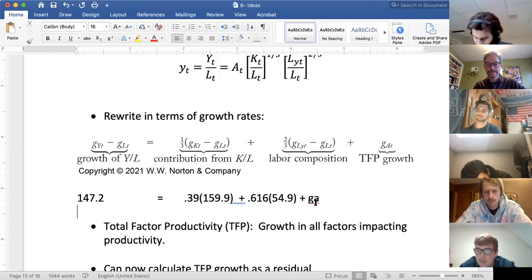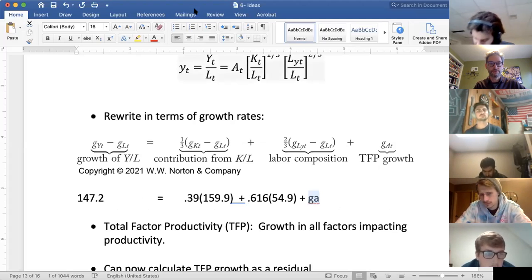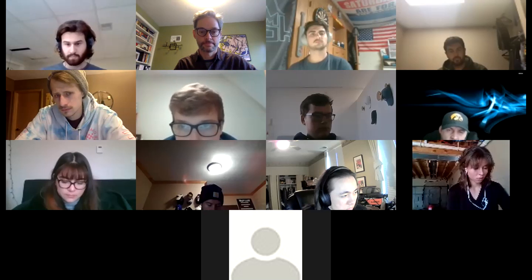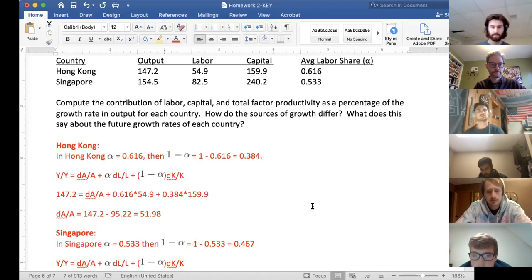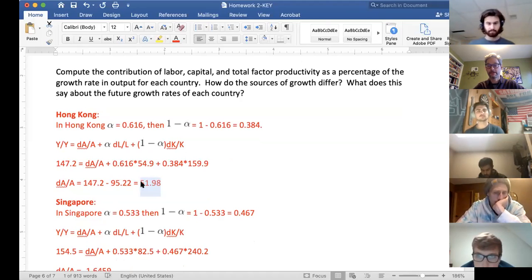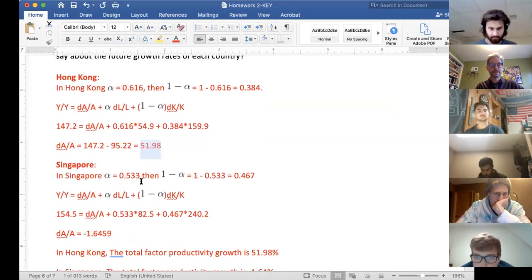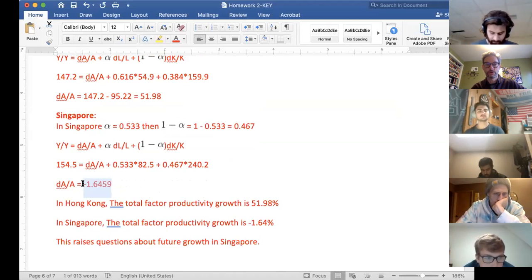So this is essentially how you calculate the growth of total factor productivity for Hong Kong. And if you do this, what do you find? That total factor productivity grew by almost 52% in Hong Kong. What if you do the same thing with Singapore? You found that in Singapore, total factor productivity grew negatively.